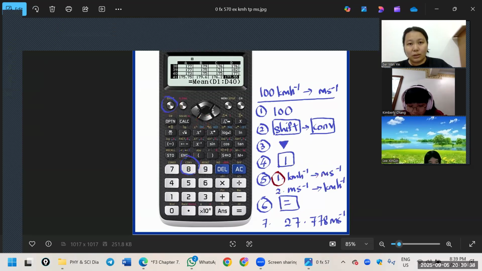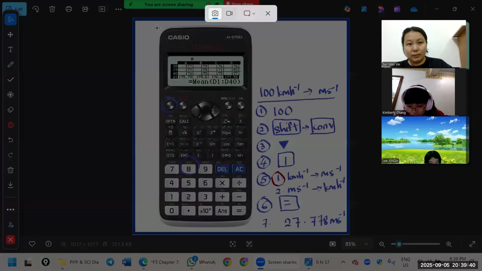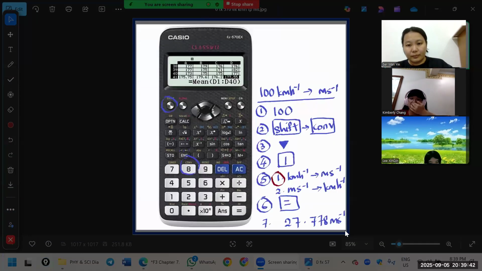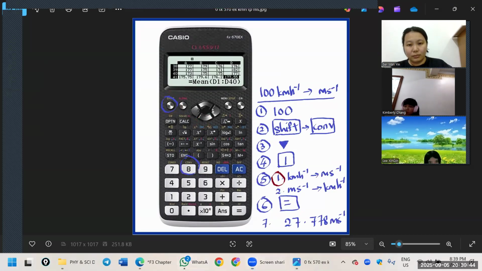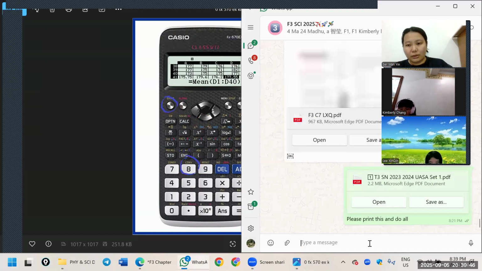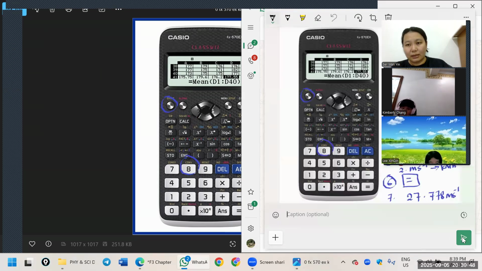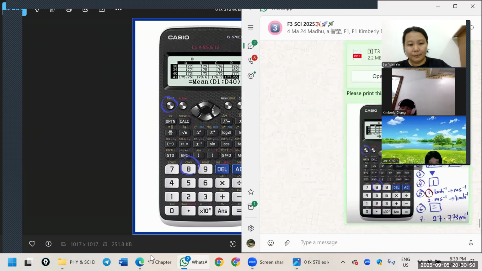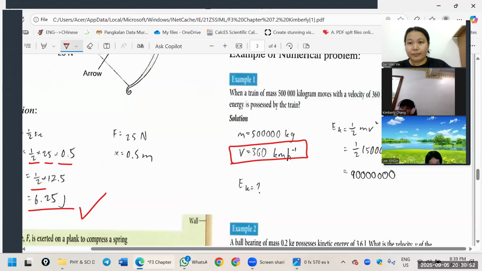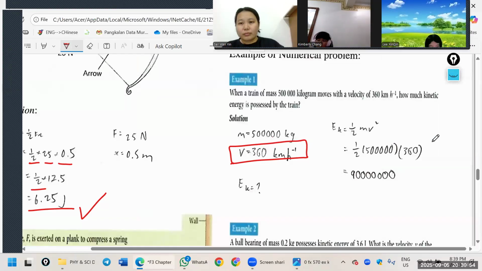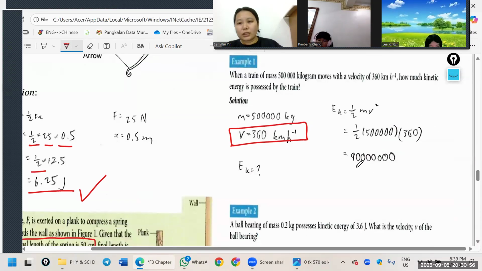Okay, so this one is need to do. This one really helps a lot lah. It helps a lot. Yeah, and then no joules.